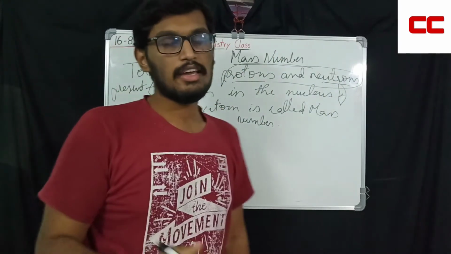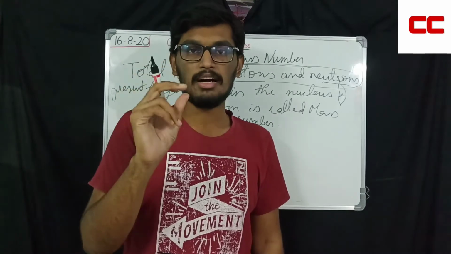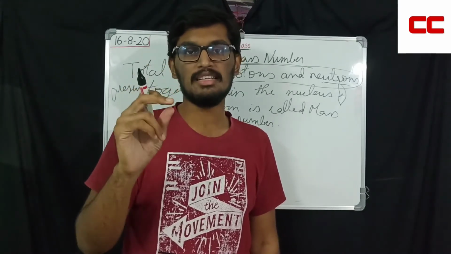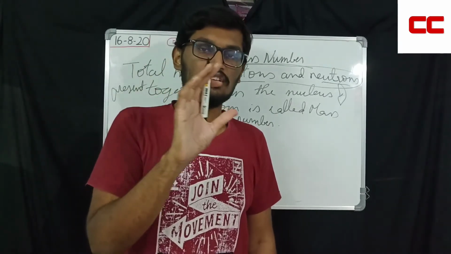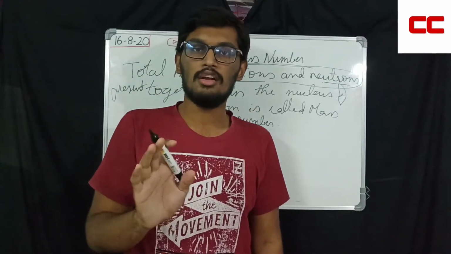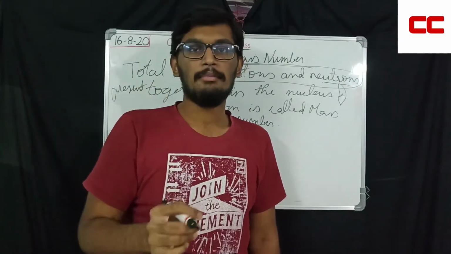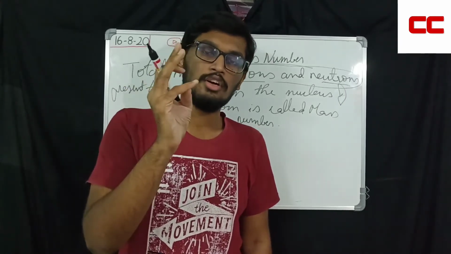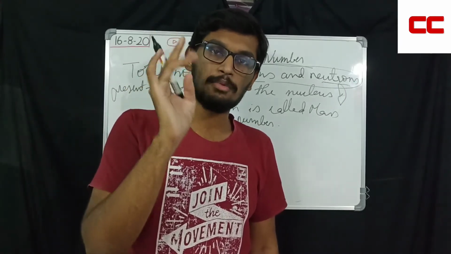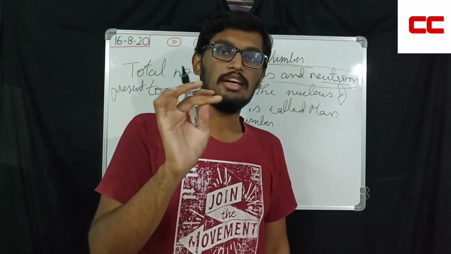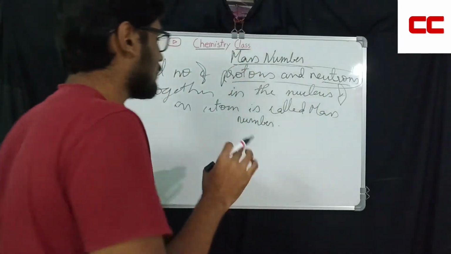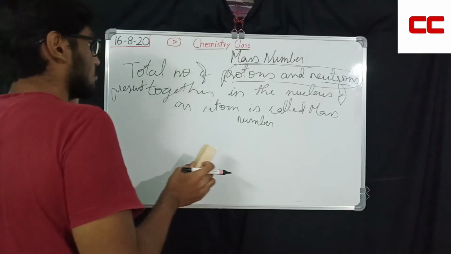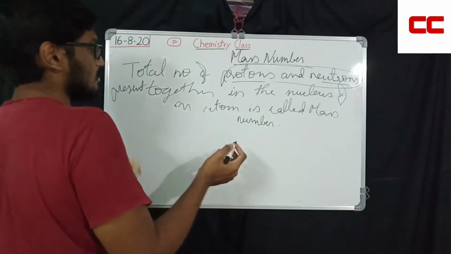What is mass? In an atom, 99% of the mass is concentrated inside the nucleus only. The electrons contribute a very little amount to the mass. So for mass you have to concentrate on neutrons and protons only, but not the electrons. It is very negligible. So protons and neutrons combining together give us the mass number.